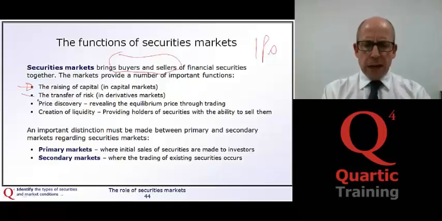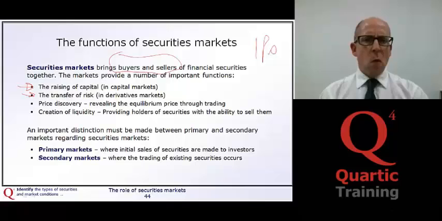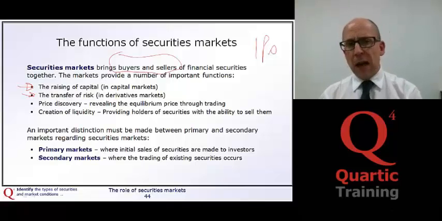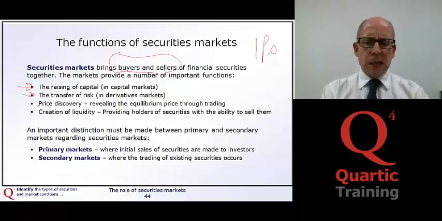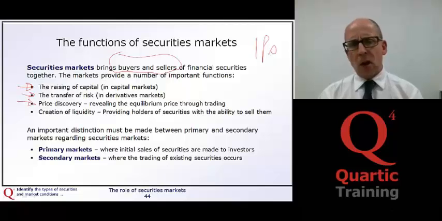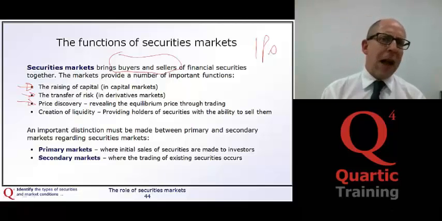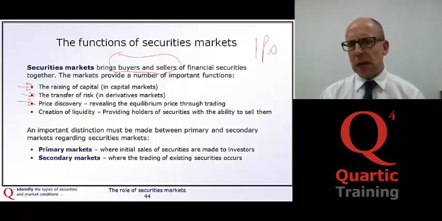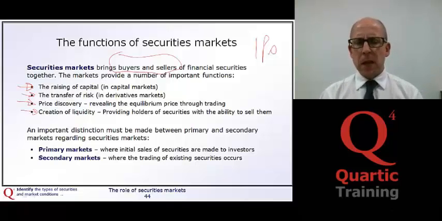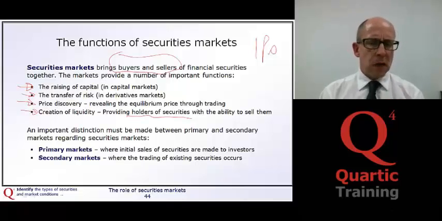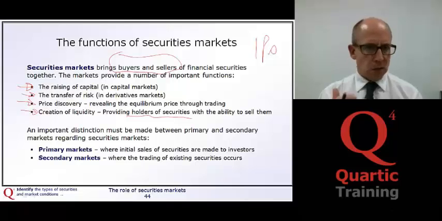The transfer of risk really is what the derivatives markets are concerned with, where we're transferring risk from those parties that don't want to have, for example, interest rate or commodity risk, to those that are prepared to bear it. Price discovery is quite an important element, where through the trading on a stock exchange, for example, we're actually finding an equilibrium price through trading. So through the activities of buyers and sellers, then we can see what the equilibrium price of a security is. And very importantly, the creation of liquidity. This is critical, really, that the holders of securities have the ability to sell them when they want to. So this is important, of course, from the point of view of giving investors confidence in the market, that they can actually liquidate their instruments.